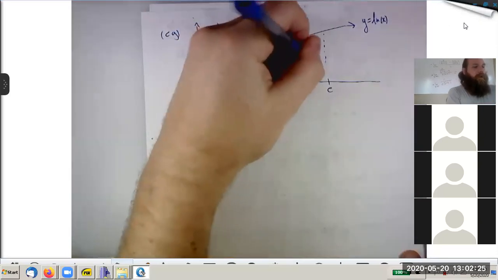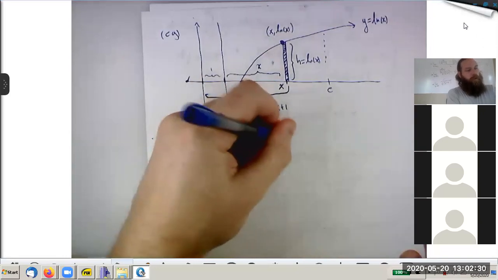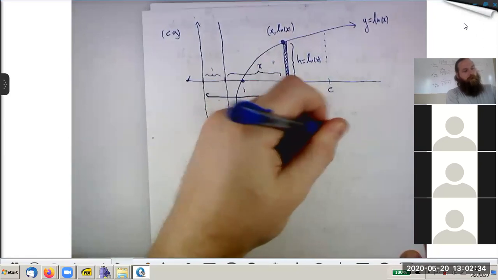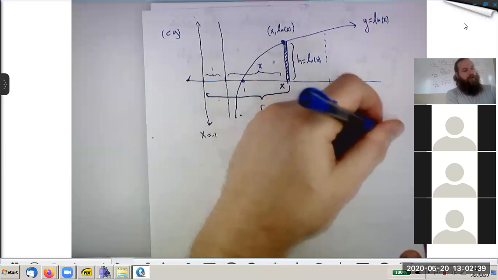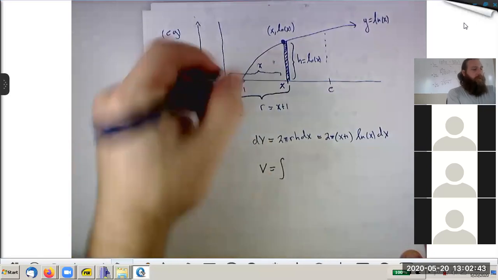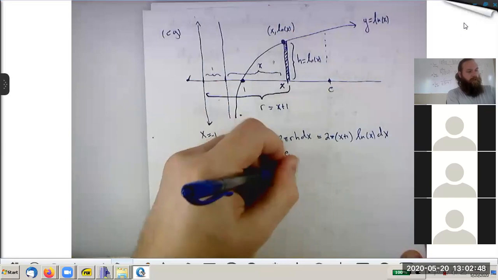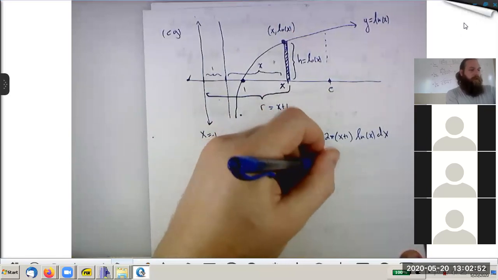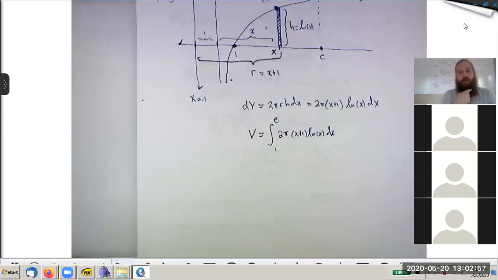This is ln x. So the last thing I'll do here is write dV is 2 pi r h dx, which is 2 pi times x plus 1 times the ln of x dx, which means that V would be the integral of dV taken from x equals 1 to x equals e, 2 pi times x plus 1 times the ln of x times dx. So the setup here is much, much easier when you use the cylindrical shell method.